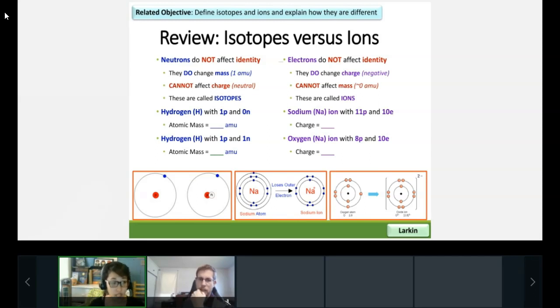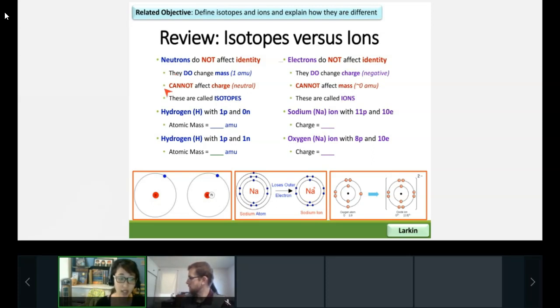Now, they do change some other stuff though. So for example, neutrons can affect mass, because remember, neutrons are in the nucleus and anything in our nucleus has mass. So if you add more neutrons or take away neutrons, you're adding mass or taking away mass from our nucleus, and therefore mass is in fact changing. They have mass. If you change them, it changes mass. Smiley face emojis in the chat if that makes sense. Again, if you change the neutrons, you change the mass.